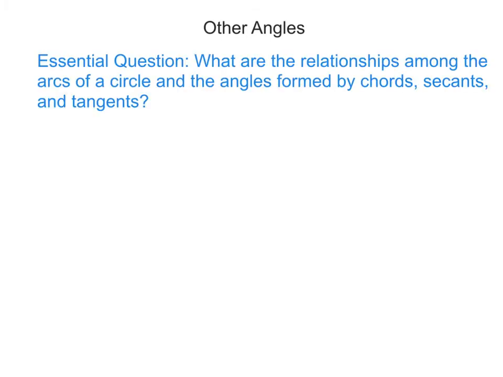This lesson is on other angles as they relate to circles. The essential question for this lesson is, what are the relationships among the arcs of a circle and the angles formed by chords, secants, and tangents? During this lesson, we are going to learn about two additional theorems. The first of these will be Theorem 9-9.